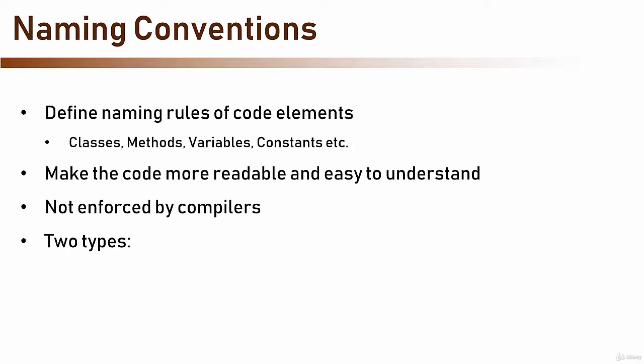Naming conventions usually deal with two types of rules. One, structure of the name: casing, underscores, etc. And two, content of the name: what kind of words can be used in the name. There are many types of code conventions, and I'll cover here the most common ones.